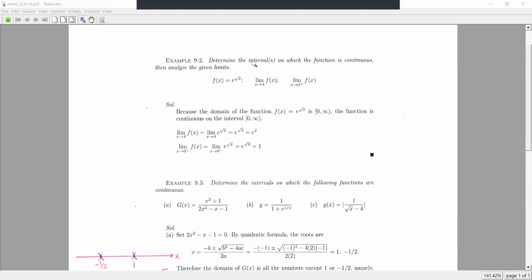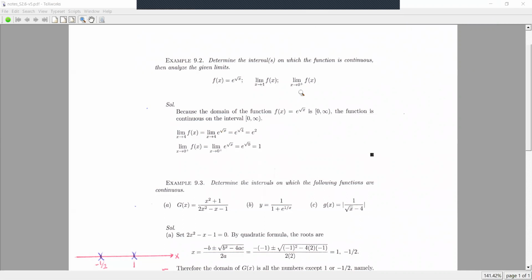Therefore, to determine the intervals on which the function is continuous, we just need to determine the domain of this function. The square root of x can take positive numbers, can take 0, but cannot take negative numbers. So the domain of this function is this interval. Therefore, the function is continuous on this interval.